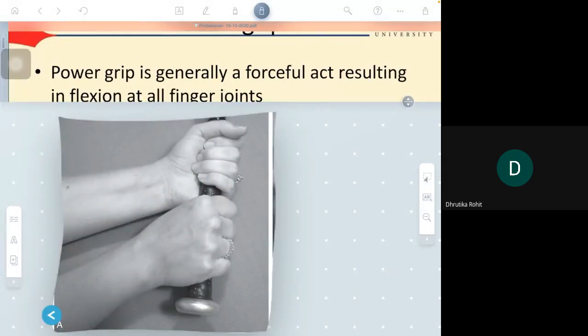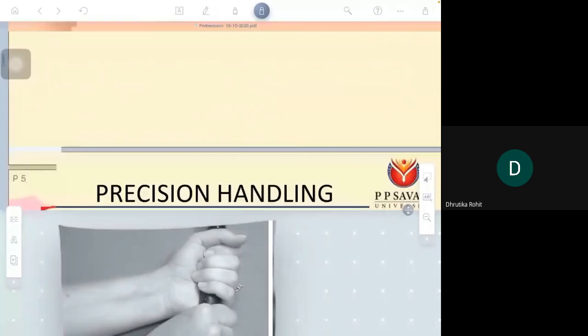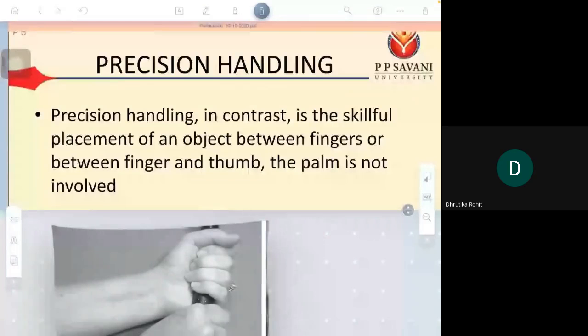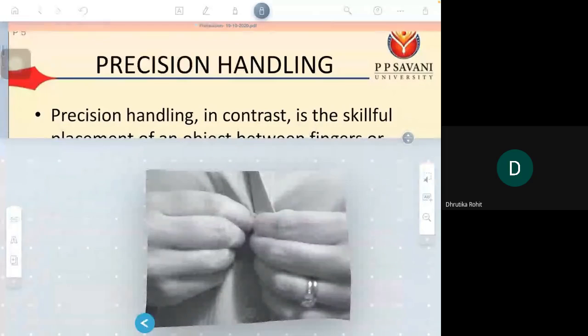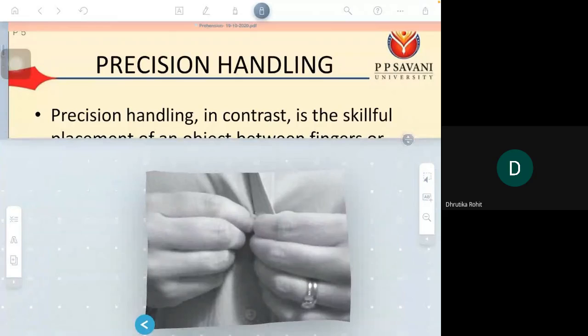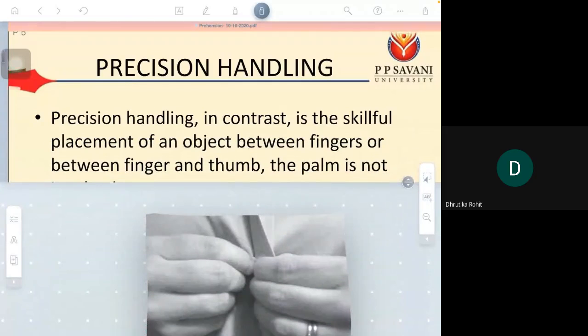Now, what is precision handling? An example is buttoning a shirt. So what is precision handling? What is the other name for precision handling?